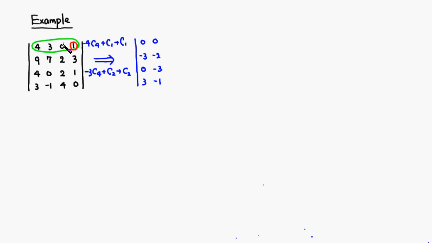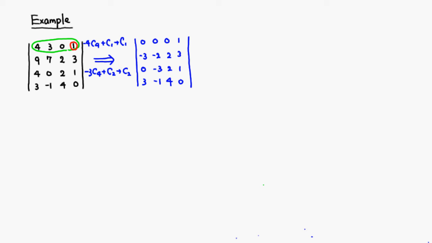Since I already have 0, I'm not going to do anything to the third column, so I'll just copy the third column as it is. And then the last one, 1, 3, 1, 0. By applying these two operations, I didn't actually change the determinant, so we can focus on finding the determinant of the new matrix here.